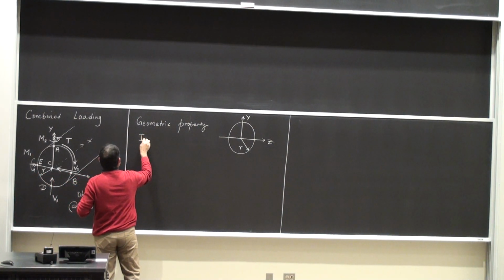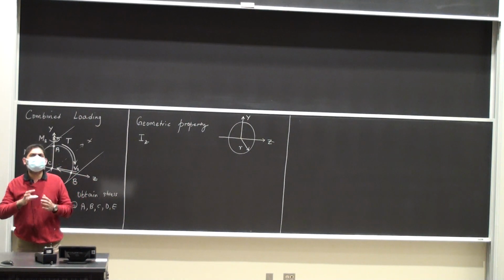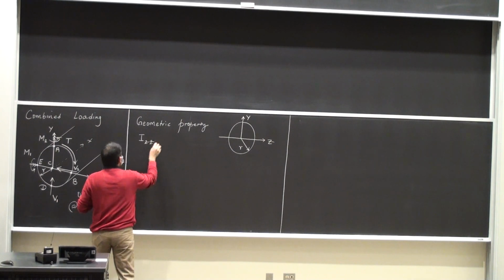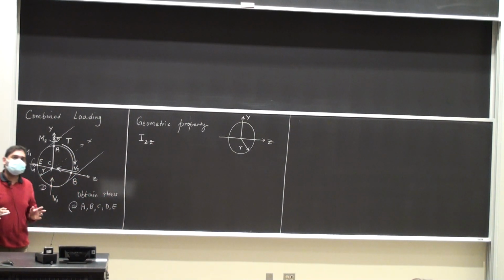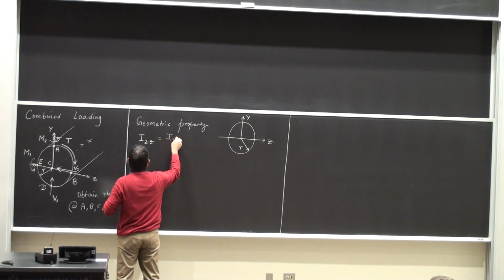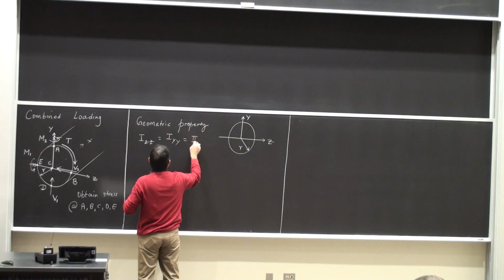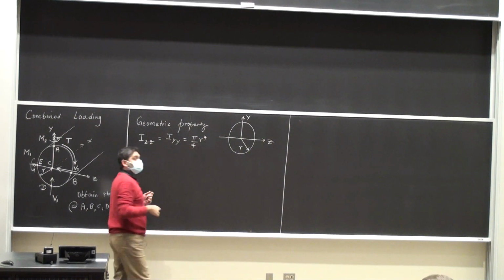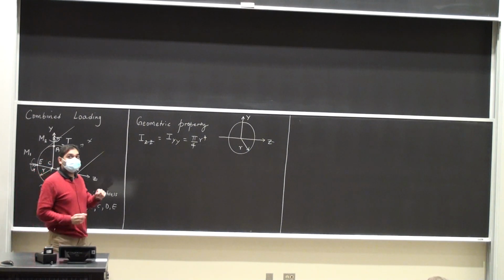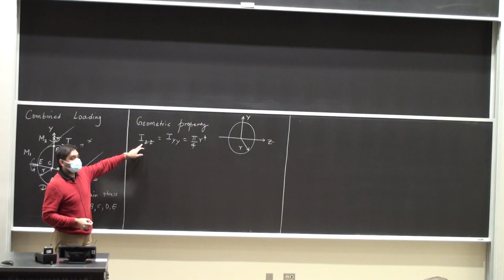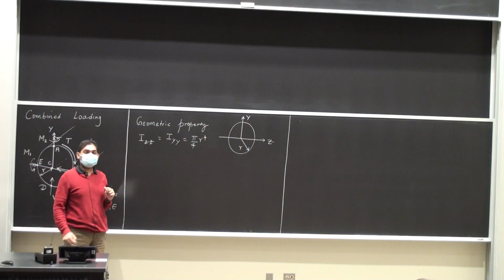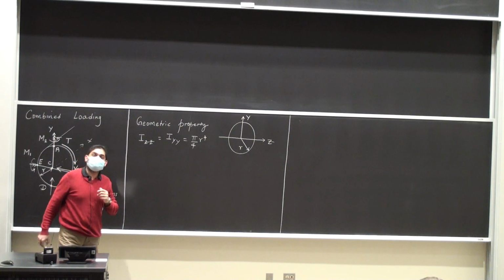So I_Z, usually people prefer to write it as a double subscript I_ZZ, so that's what you have seen in maybe statics, I'm not sure. I prefer the single subscript, but I'm just going to stick with what your book does. This is pi by 4 r to the power 4. And what you will notice here is that if I take this and that and add it up, what do I get? I get the polar moment of inertia, which is pi by 2 r to the power 4.